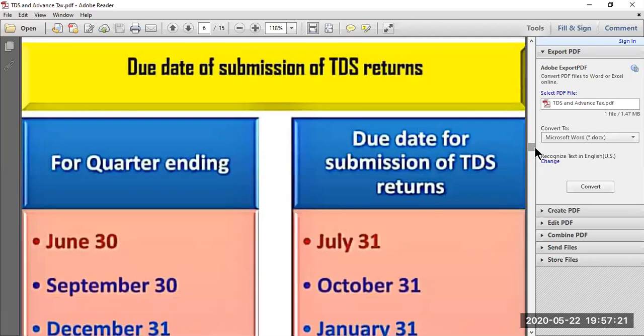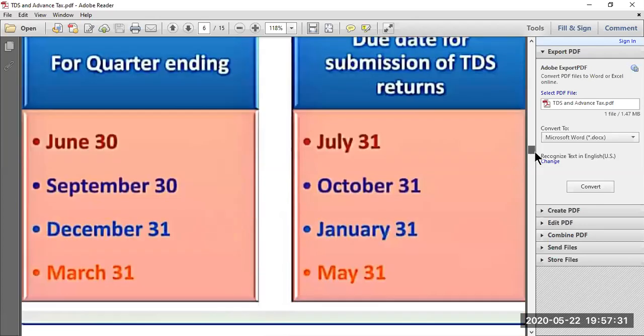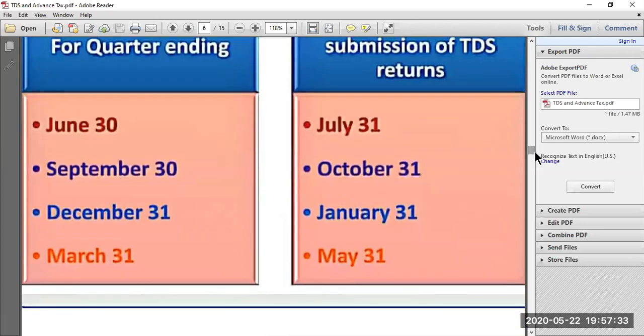Now let us understand the due date for submission of TDS returns. Once the amount of TDS is deposited to the government, you have to file TDS returns, and now we will understand when. In a year there are 4 quarters. The first quarter ends on June 30th, the second quarter on September 30th, the third quarter on December 31st, and the fourth quarter on March 31st. For the first quarter, the due date for filing the TDS return is July 31st.